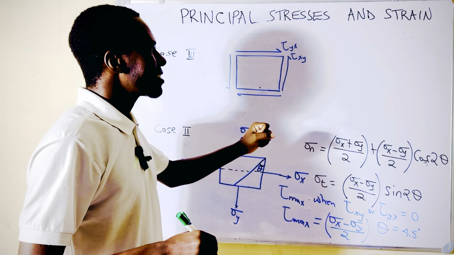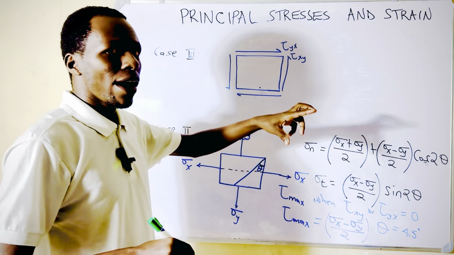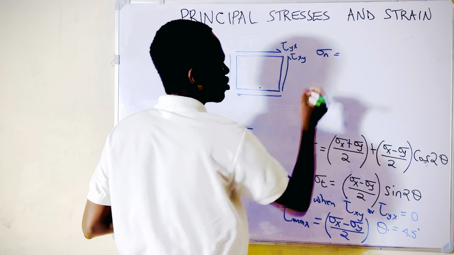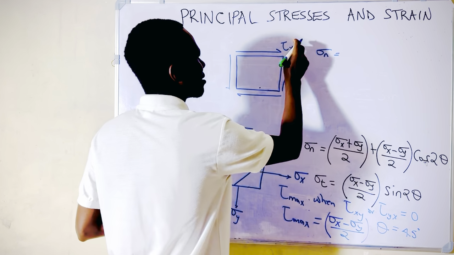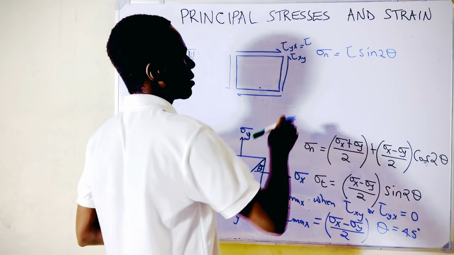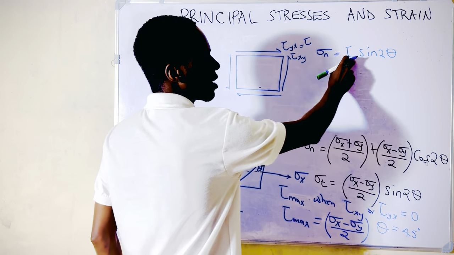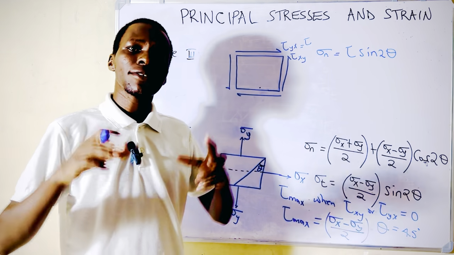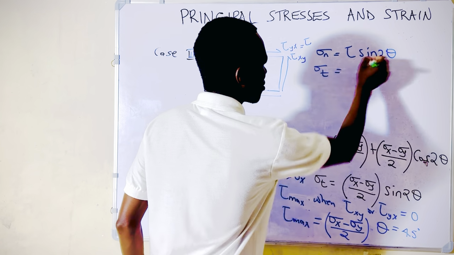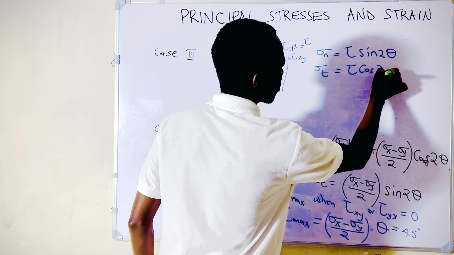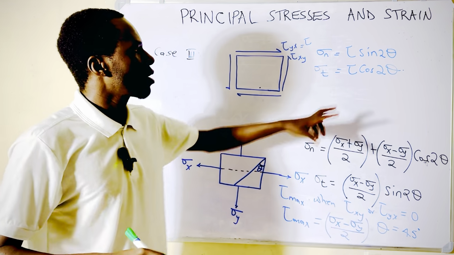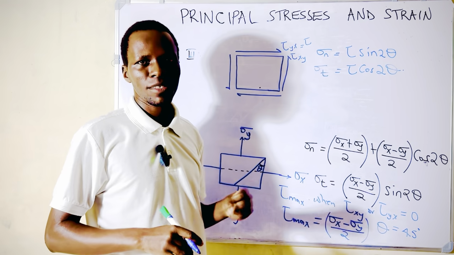Since it is only shear which is acting, the formula for calculating the normal stress changes. Tau yx and tau xy have the same value and we use it as tau. Sigma n equals tau sine of 2 theta. So that is for normal. What about tangential? Tangential is going to be tau cos of 2 theta. So you have to understand the concept clearly. If it is only shear acting, this is the expression.